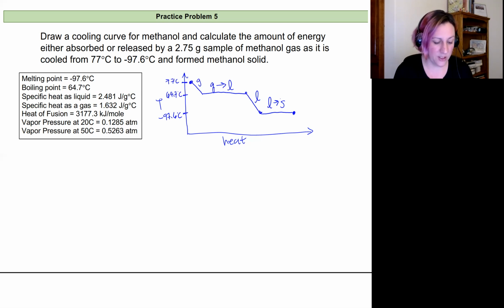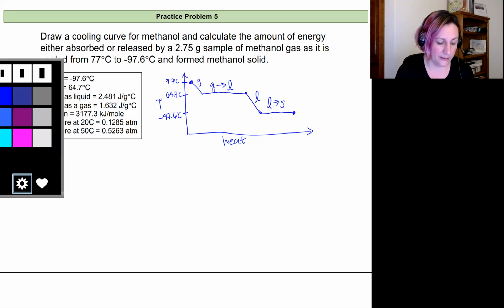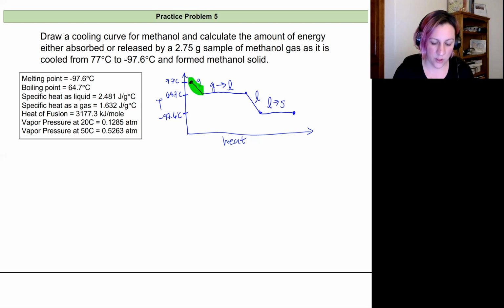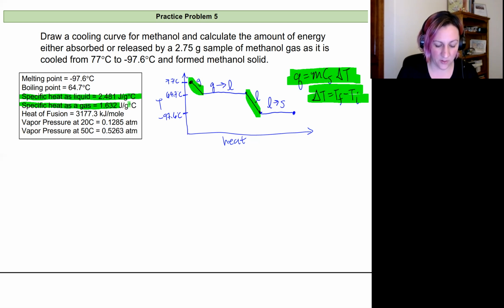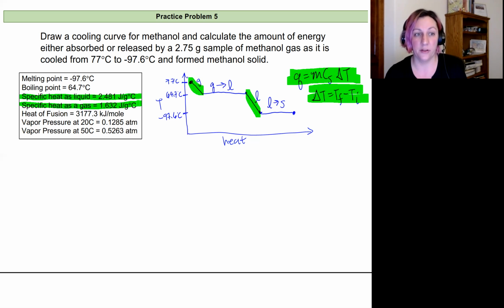Now, for each of these sections that I'm going to highlight green, we're going to use our equation for Q, that Q equals mass times specific heat times the change in temperature, where change in temperature is the final temperature minus the initial temperature. And our specific heats will be different for the gas versus the liquid phase. We've been told that the specific heat for the liquid is different than that of the gas, and we've been given those two values.